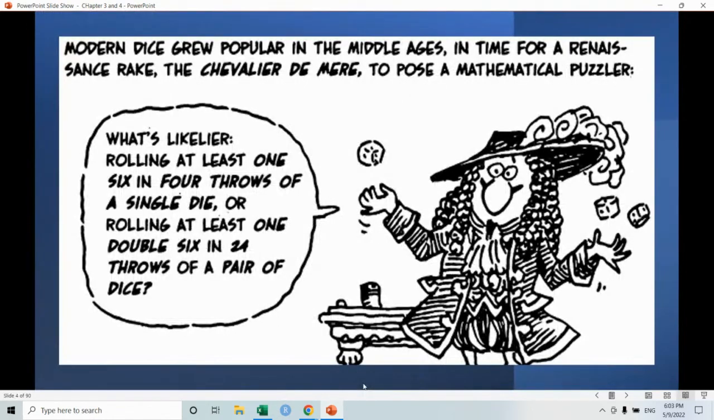Modern dice grew popular in the Middle Ages, in the time for a Renaissance rake, a Chevalier de Mere, to pose a mathematical puzzle. He said, what's likelier: rolling at least one 6 in 4 throws of a single die, or rolling at least one double 6, or two 6s, in 24 throws of a pair of dice?